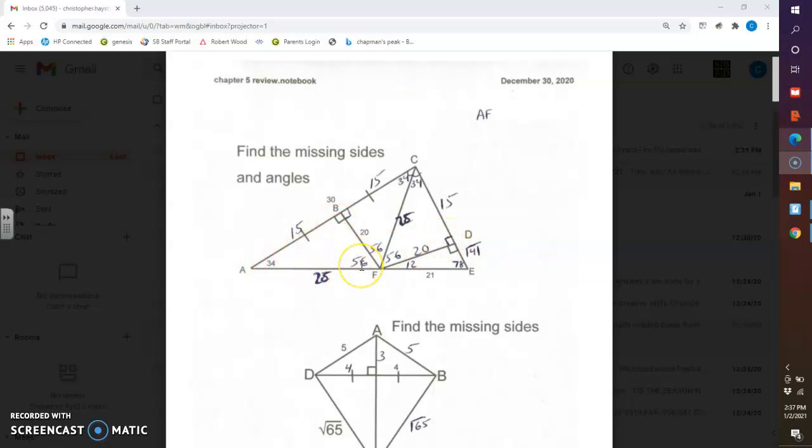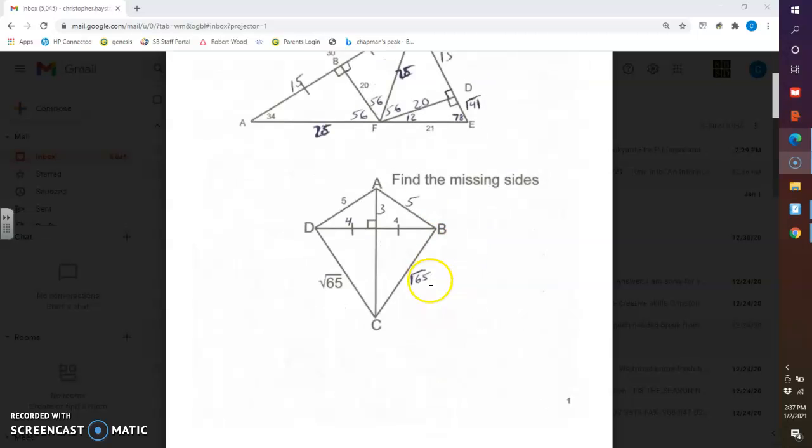34, 90, and 56 equals 180. And then 56, 56, and 56 equals 168. 168 plus 12 equals 180. And then 12 plus 90 plus 78 equals 180. So that's how I get all the missing angles.